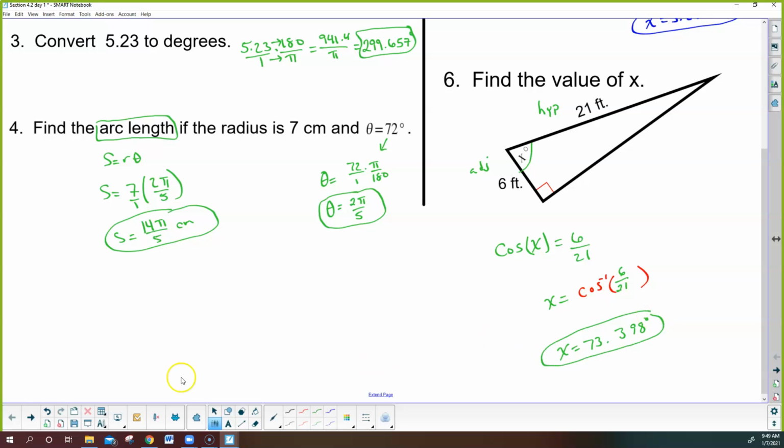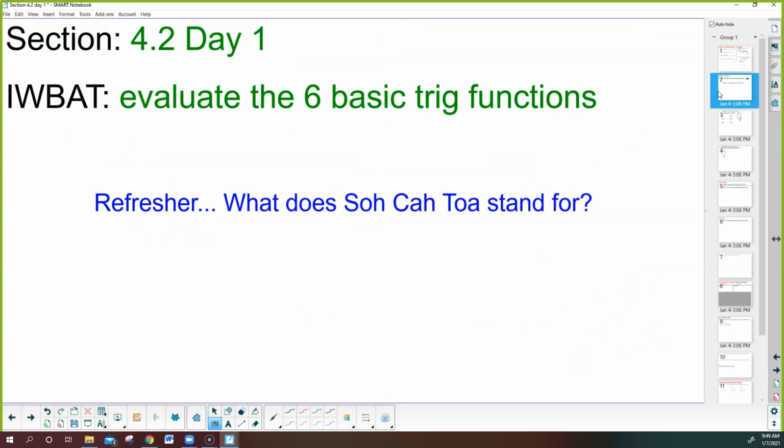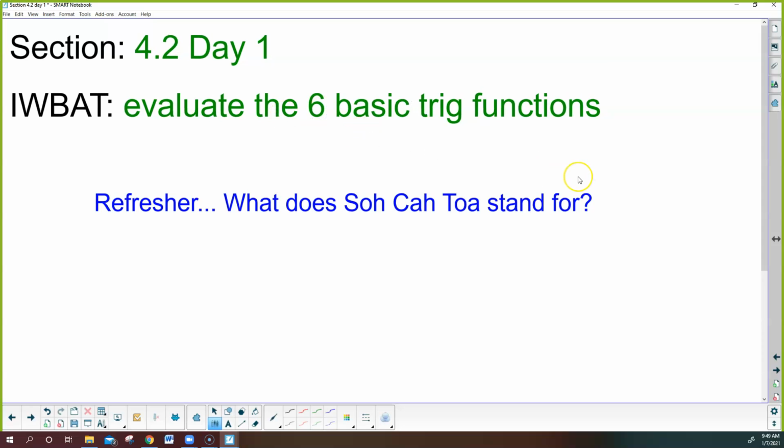So if you need any further explanations, I'm going to post this work when we're done. You can go back and look at it, or you can watch the video and maybe rewatch it as we work through it. All right, today we are going to actually use Sohcahtoa, and the nice thing is the warm-up, the last two problems helped us use Sohcahtoa, but we are going to start introducing the 6 basic trig functions.